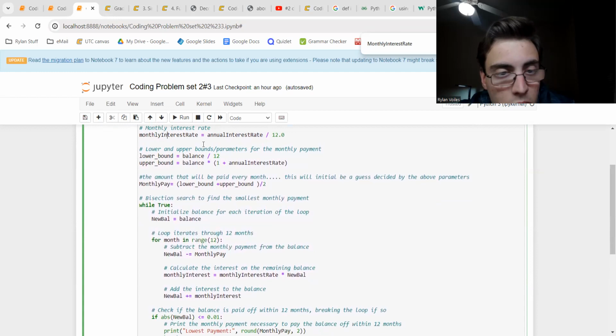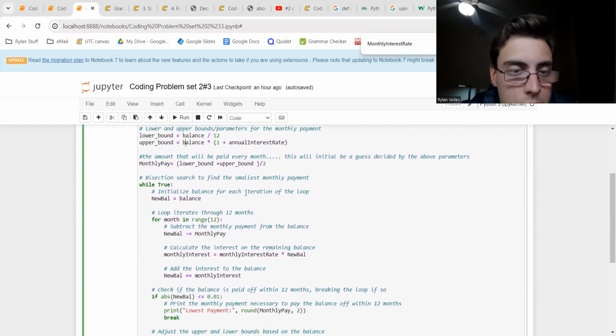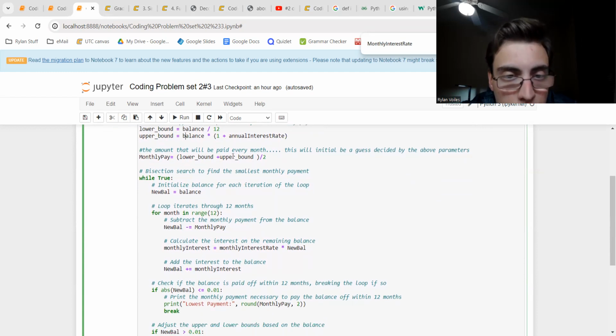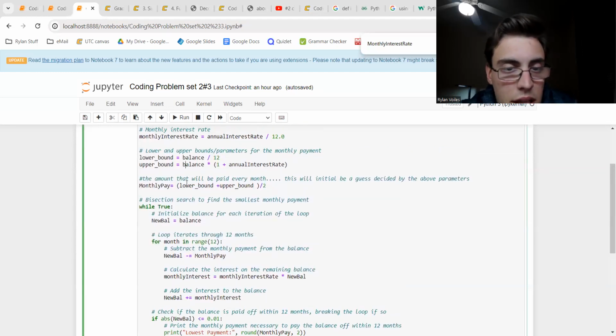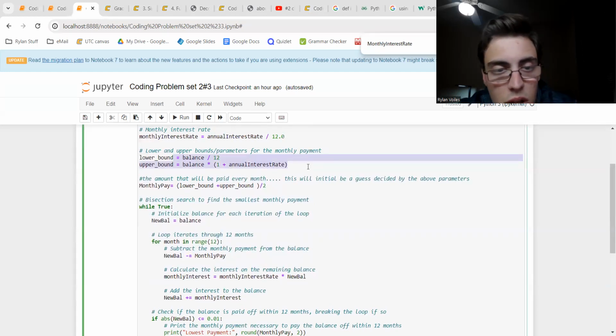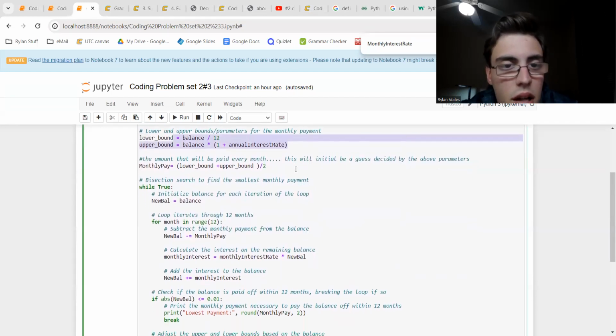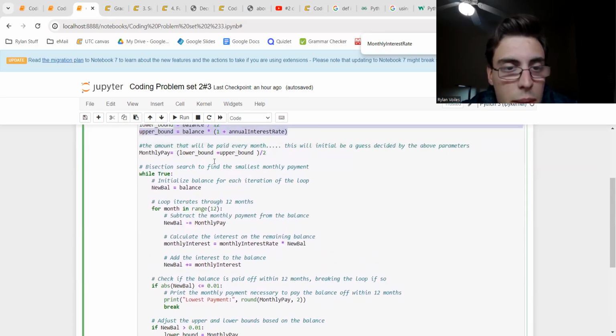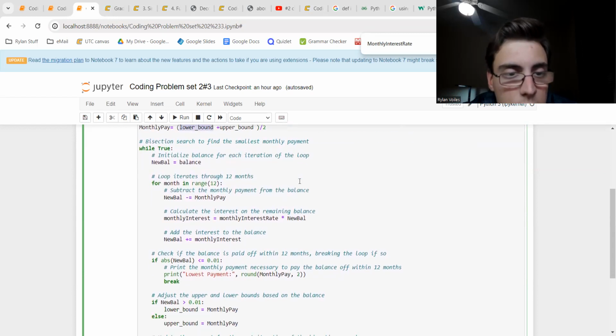Next, we do our lower and upper bounds. So the lower bound is the balance divided by 12, and the upper bound is the annual interest plus 1 times the balance. Next, we have the amount that will be paid every month. This is essentially just a guess, because it is taking these two bounds. They're not guaranteed to be the correct answer right off the bat. So we take the lower bound plus the upper bound, all divided by 2.